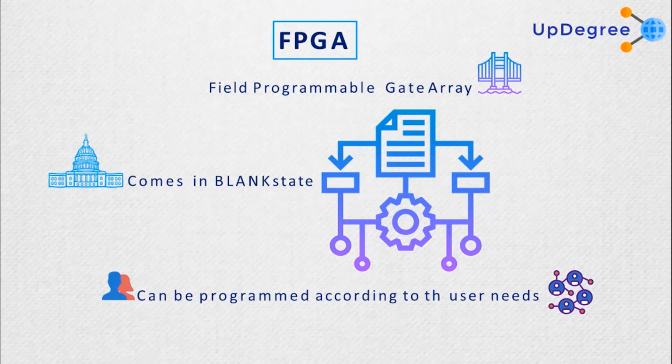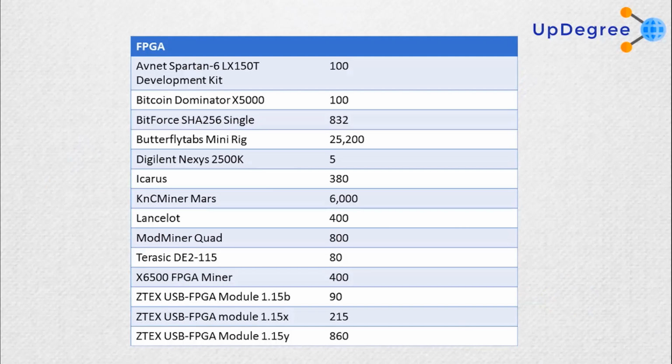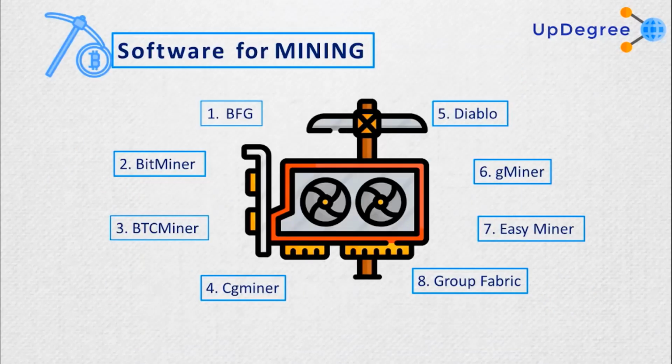So you need to understand, sorry, there's a spelling mistake. E is missing. So it's actually according to the user needs. You have various FPGAs. Currently there is an FPGA demand in the market. And you have a lot of software. I think the best ones which I have seen are Easy Miner, Bit Miner, Diablo, and CG Miner. There are some of the popular names in mining software for Bitcoin.